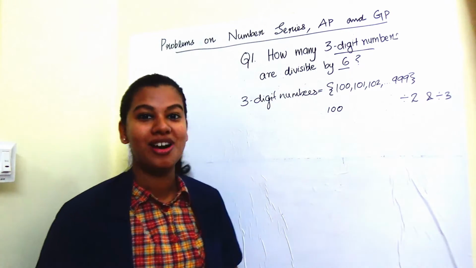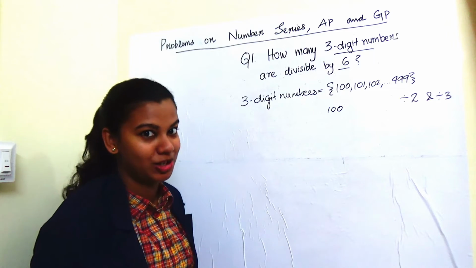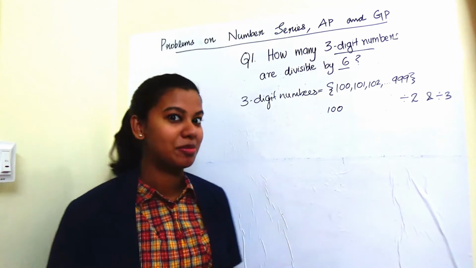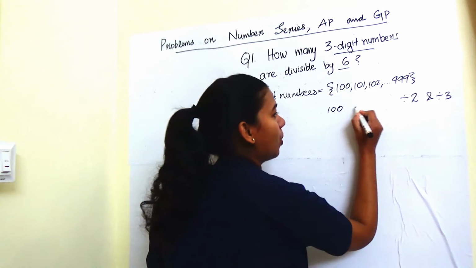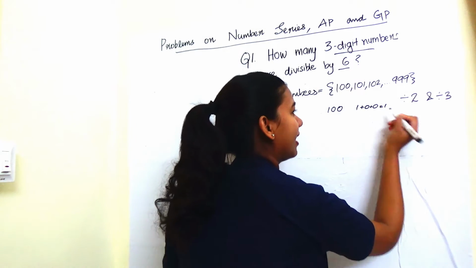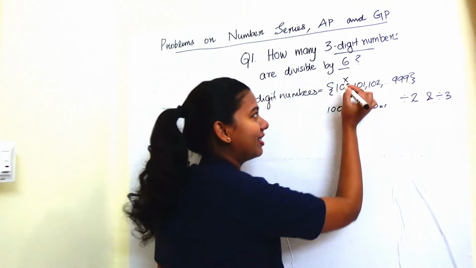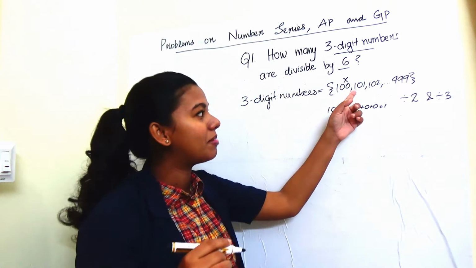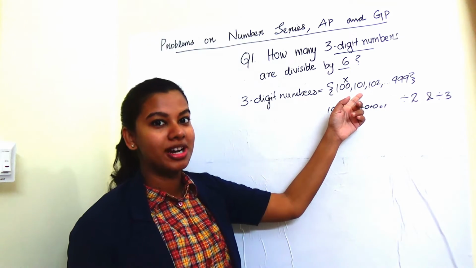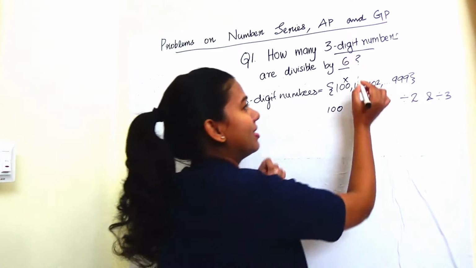So let's check for 100. 100 is an even number, so it is divisible by 2. So we have to check if it is divisible by 3. So 1 plus 0 plus 0, I get 1. So it is not divisible by 3, so I can cross this out. The next number is 101, which is an odd number. It is not divisible by 2, hence it is not divisible by 6.